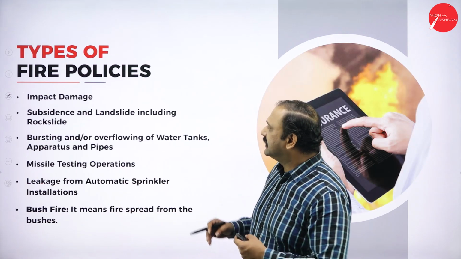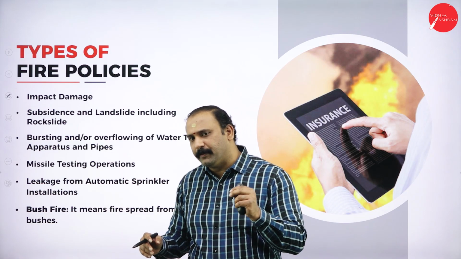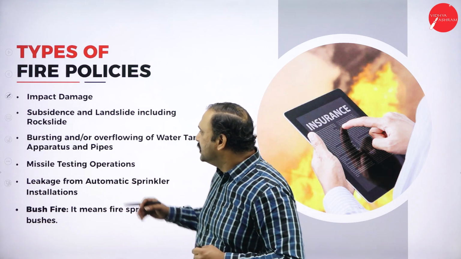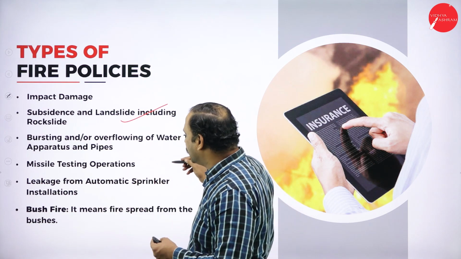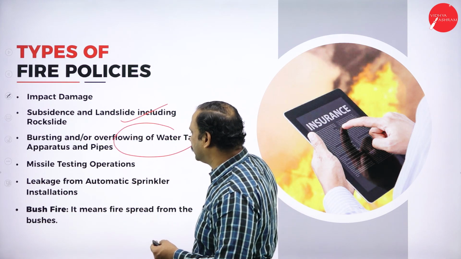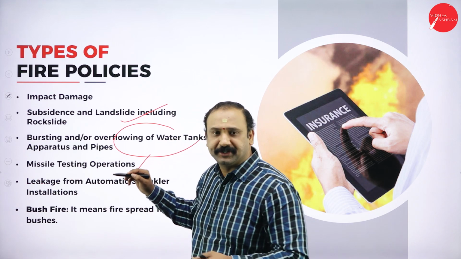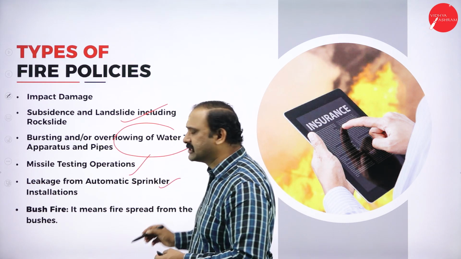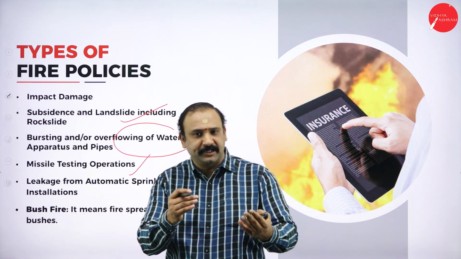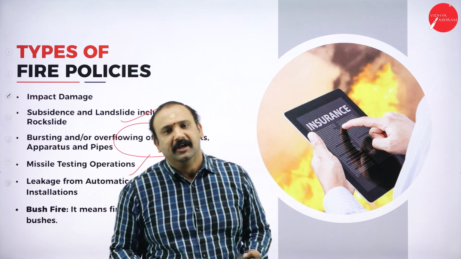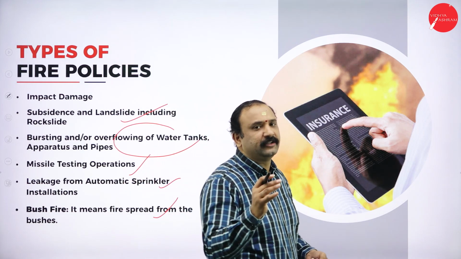Now, the next thing is that we are going to talk about impact damage, subsidence, landslide, including rock slide. We are talking about bursting or overflowing of water tanks, missile testing operations, leakage from automatic sprinklers, bushfire, which means fire that is spread from the bushes or from a fire breakout in the forest.